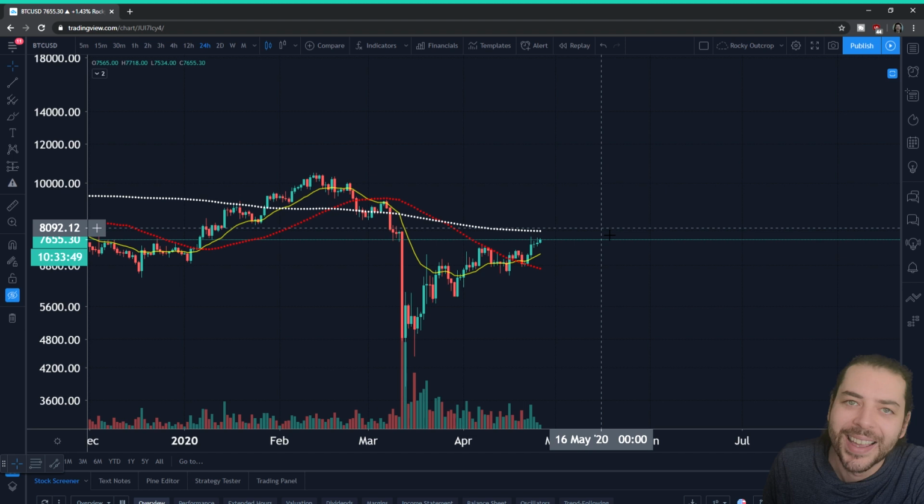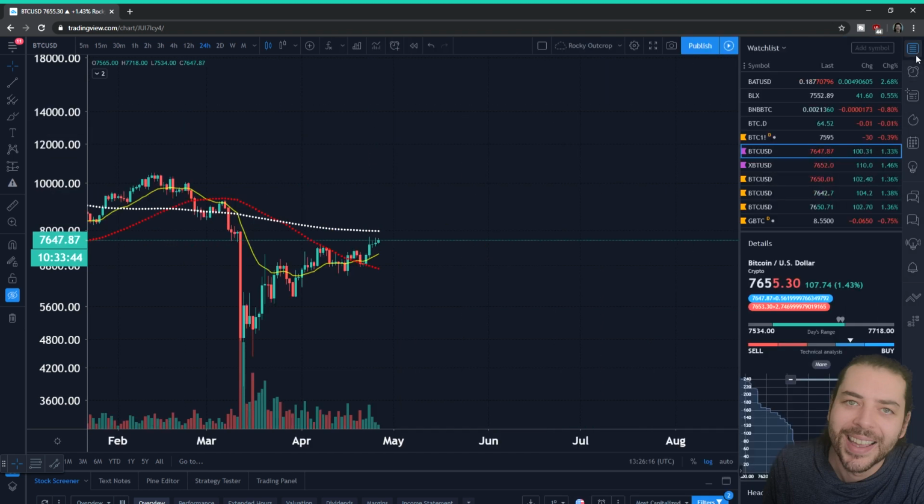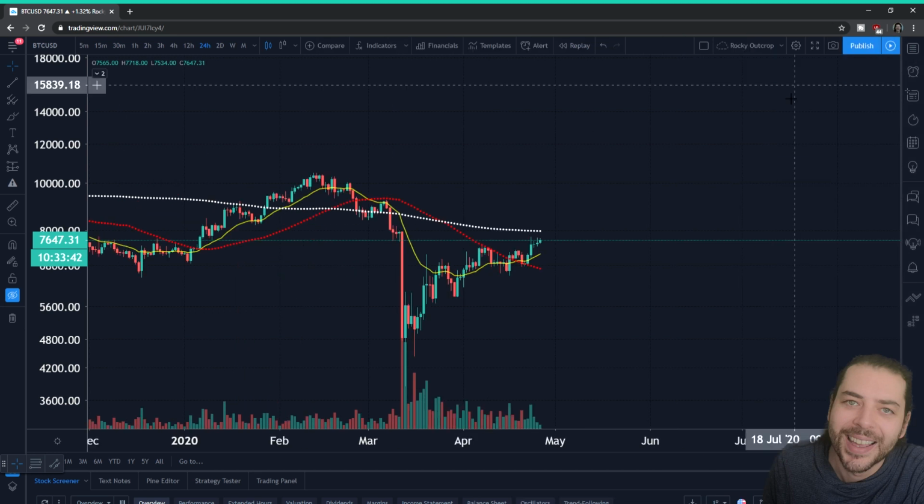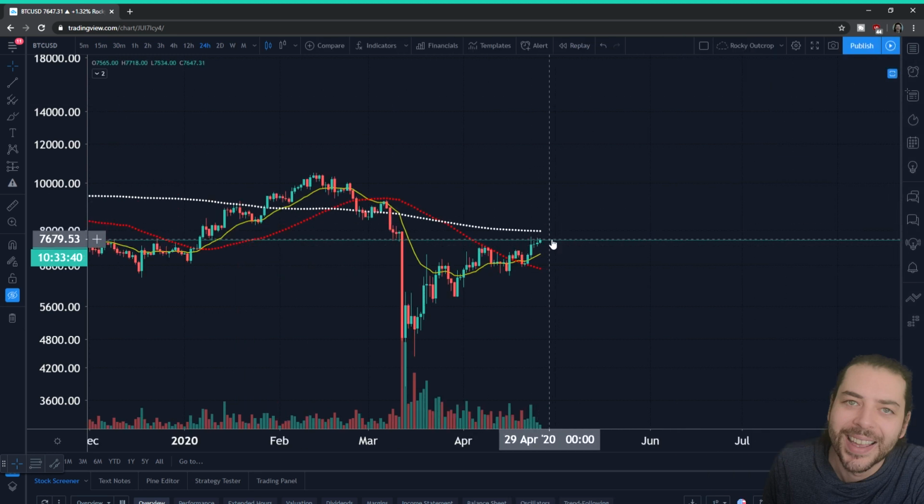What have we got behind me? That's the 24-hour Bitstamp chart. What is the current price? Well, it is currently 7,650 or so, and we've been in and around this level for the last wee while, kind of asking a couple of different questions, and we'll take a look at all the details in just a second here.